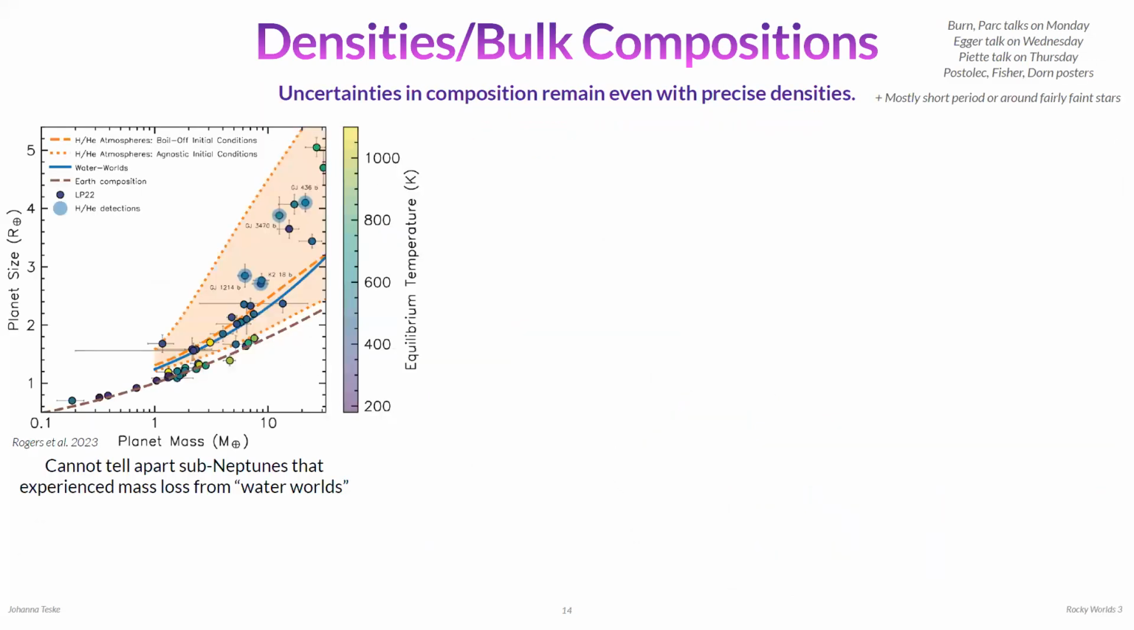All right, even if you get all the telescope time and measure a super precise mass, you still might not know the composition of your planet. And that's because there are additional things that can come into these uncertainties. So we've heard a little bit about water worlds. This is a plot from James Rogers' paper last year where he showed that these potentially water world planets can also be fit with just a rocky planet with a hydrogen-helium envelope that has evolved over time.